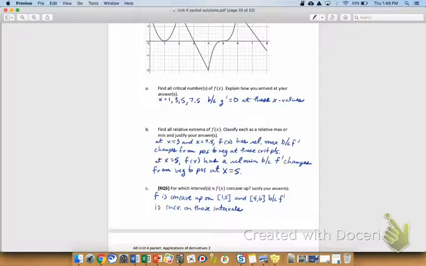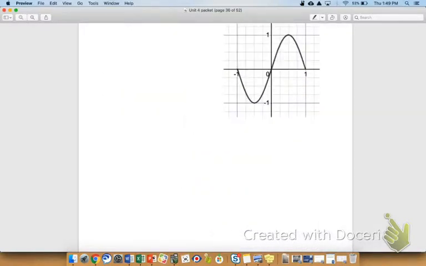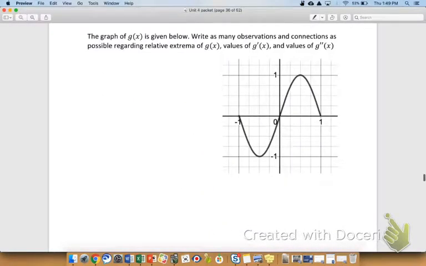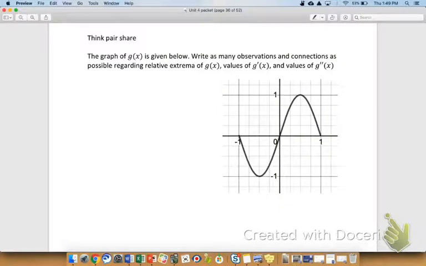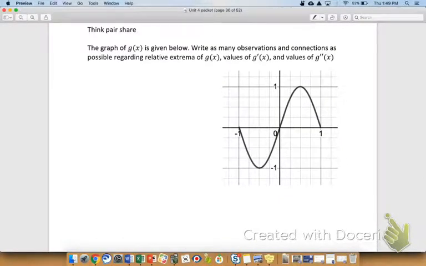So let's do this. We're going to do a little think, pair, share today. I have given you a graph of g of x down below, and what I want you all to do is think about as many observations and connections as you can make regarding the relative minimums and maximums of g, and then values of g prime and values of g double prime. I think we probably could make some nice connections with g prime, because we've already kind of been doing that, but we have yet to make any real connections with g double prime.